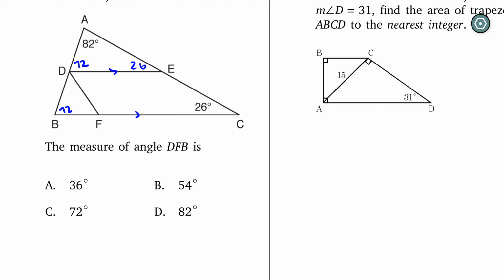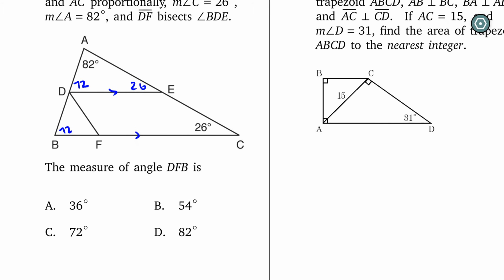It says that DF bisects angle BDE. So that means I know these two pieces, which I'll just put dots in here and here, are the same exact size. So if I do 180 minus 72, that gives me 108 split between two equal parts, making each of these 54.